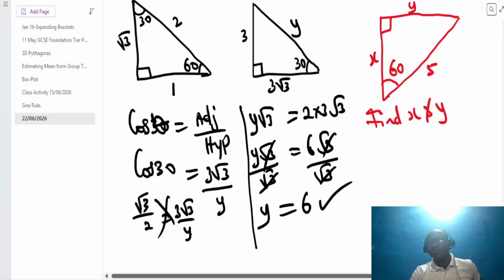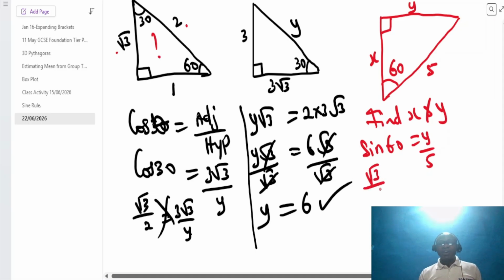Now, see what I will do. Just look. Tell me, what is the opposite of a hypotenuse? Because I am given hypotenuse as 5. What will I use? If it is opposite over hypotenuse, what will I use? Sine. Sine is correct. So sine 60 is equal to letter Y all over 5. But what is sine 60 from this triangle here? It is opposite over hypotenuse, which is square root of 3 all over 2. Do you agree? This is now equal to Y all over 5.